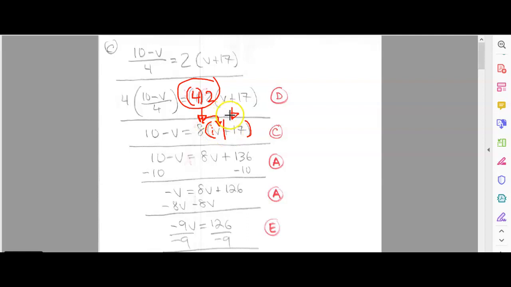Invisible 1. So apply my distributive property here. When that's done, I get 8v plus 136. Cool. So let's go here.